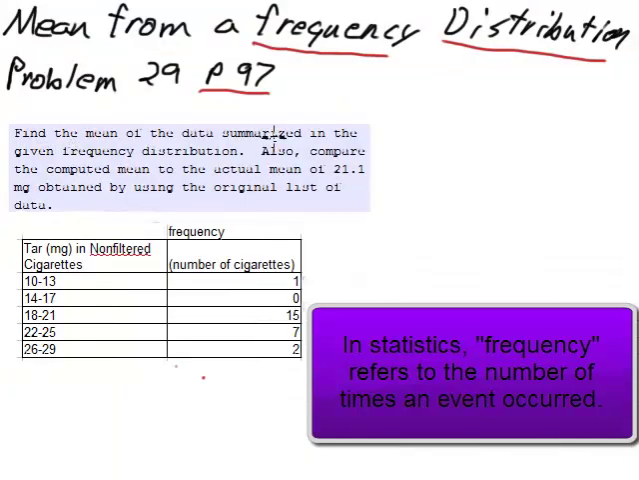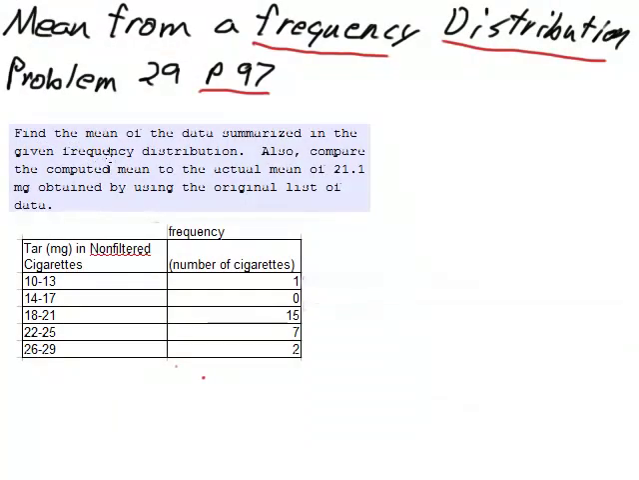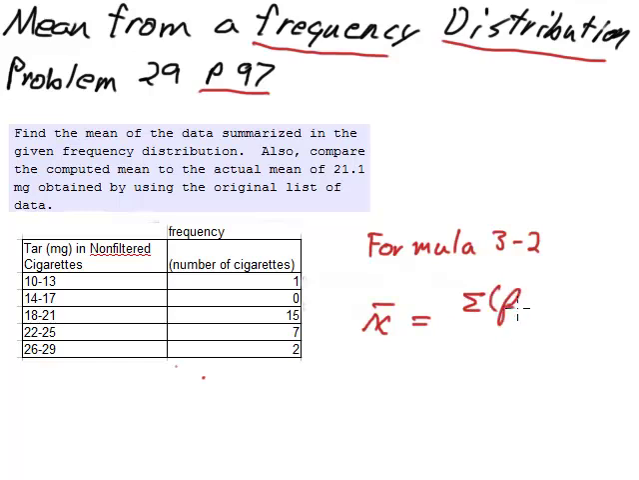So there's our full problem. We're going to find the mean of the data summarized in the given frequency distribution. For that, we're going to use formula 3-2, which says x bar equals the sum of the frequency times x divided by the sum of the frequencies. I'm going to write that in cursive too.